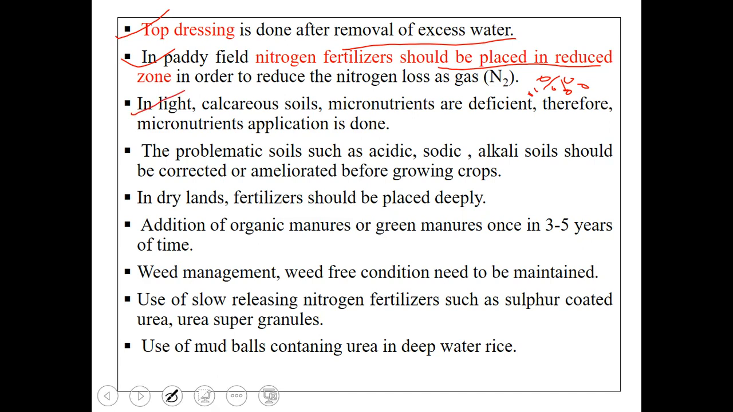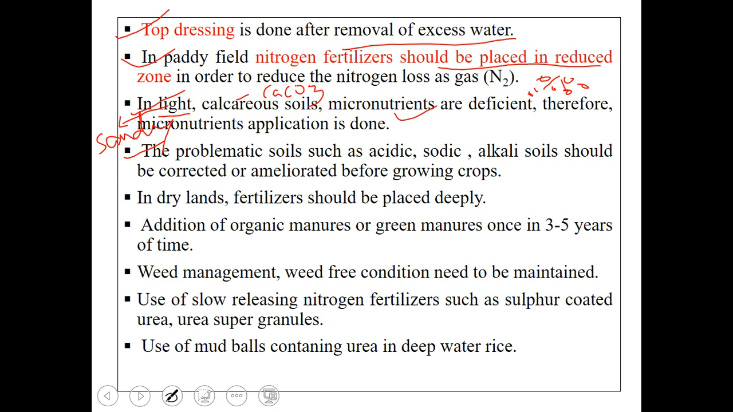Okay, next one is in light or calcareous soil, micronutrients are usually deficient. Calcareous soil means these soils contain more calcium carbonate. So those are calcareous soil. And light soil means sandy soil. In sandy soil or calcareous soil, micronutrients are usually deficient. So we should go for micronutrient application also in such soil.